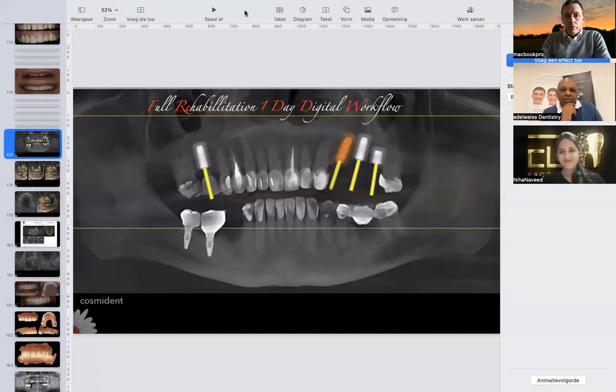So I have another question here. How do you do the occlusion planning for full mouth rehabilitation? I would imagine it was similar to the question that you answered earlier, but please feel free to go ahead again. How do you do the occlusion planning for full mouth rehabilitation?